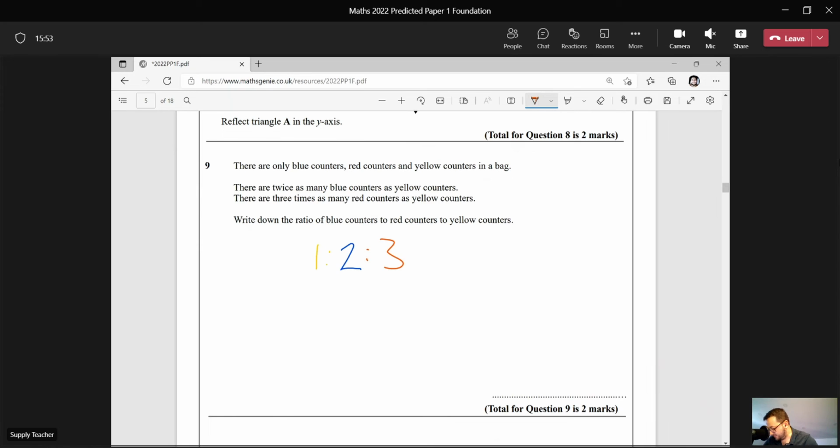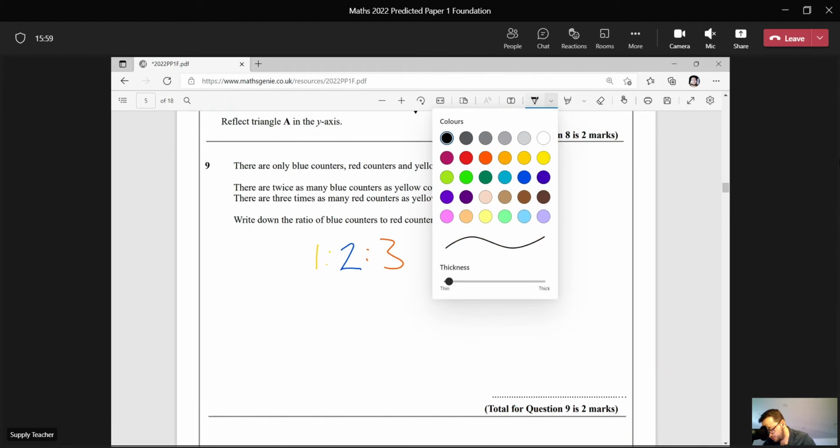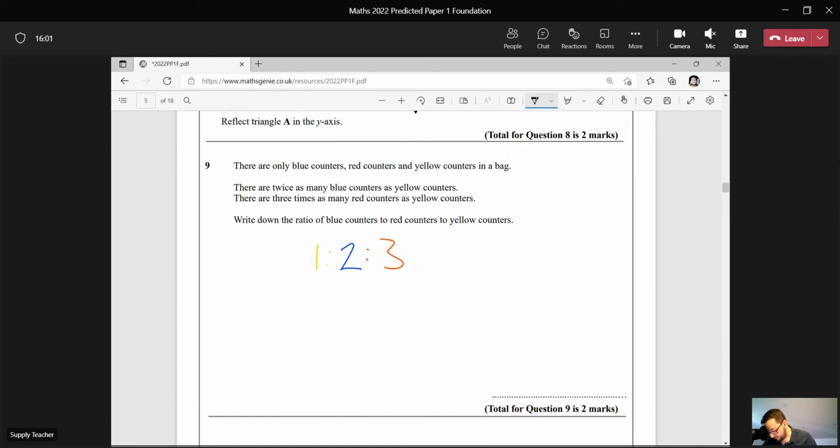Now, let's just be careful because it says write down the ratio of blue counters to red counters to yellow counters. So we just need to make sure this is in the right order. So blue counters is 2, red counters is 3, and yellow counters is 1. Okay, so that's that.